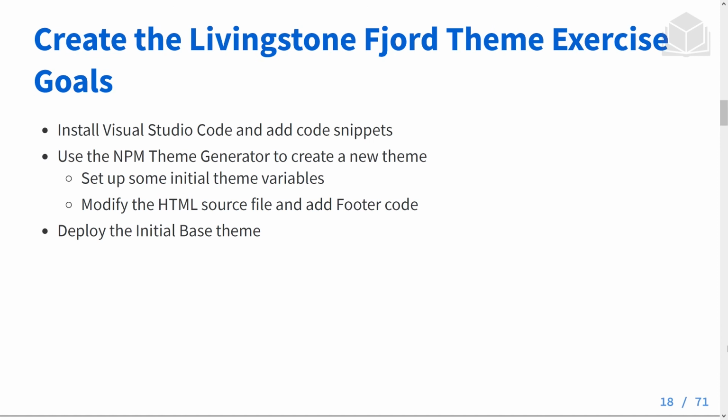Okay, for our first exercise together, we're going to be creating the Livingstone Fjord theme. Here are our goals. We'll want to install Visual Studio Code and add code snippets. We'll use the NPM Theme Generator to create a new theme. We'll set up some initial theme variables and modify the HTML source file and add some footer code. And then finally, we'll deploy the initial base theme and see our changes.